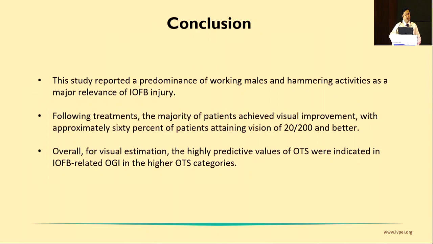Last slide on conclusion. This study reported a predominance of working males and hammering activities as a major relevance of IOFB injury. Overall, for visual estimation, the highly predictive value of OTS was indicated in IOFB-related open globe injuries, with a much higher score corresponding to a poor visual outcome.